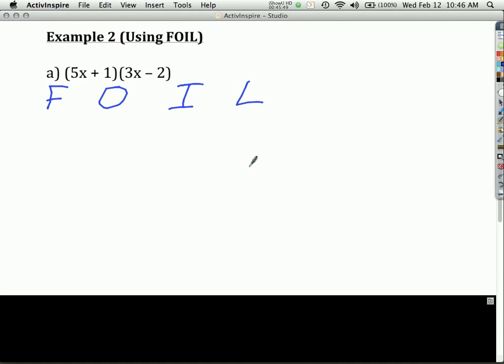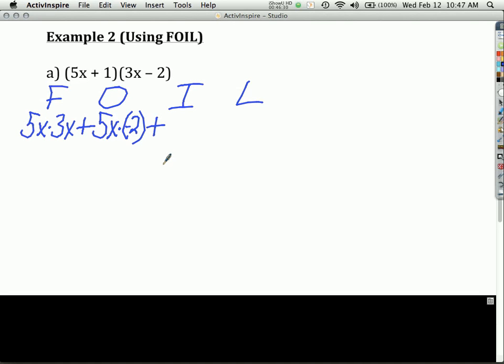So we were pretty good right when I introduced it. Let's see if we're still understanding. Could someone tell us, what will the F's be? Caleb? Very good. So we're going to do 5x times 3x. Next time we do this, we're going to do that mentally. But right now, I want you to see it. Plus the O's. What are the O's? Alicia? That's right. 5x times negative 2.